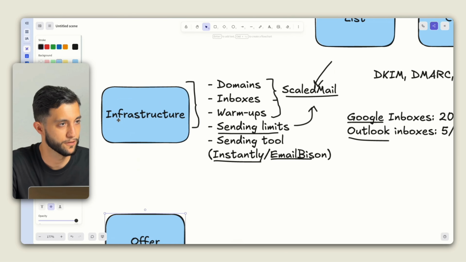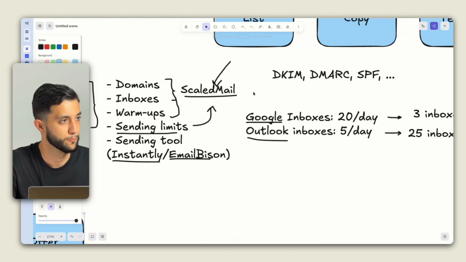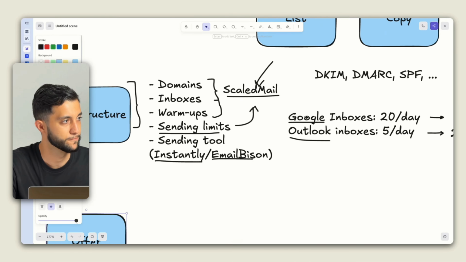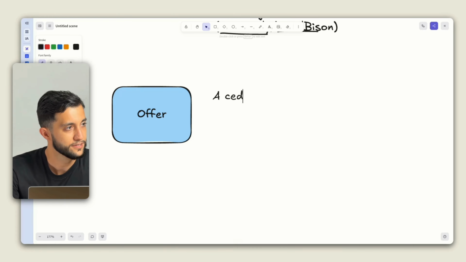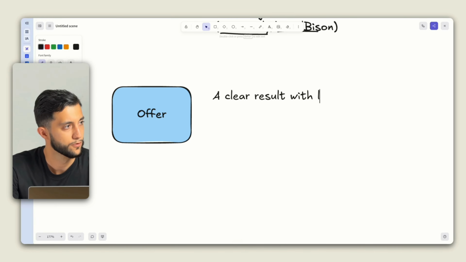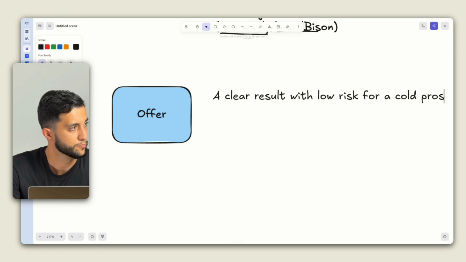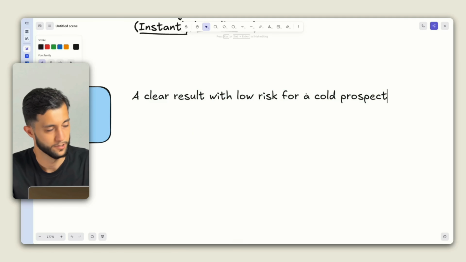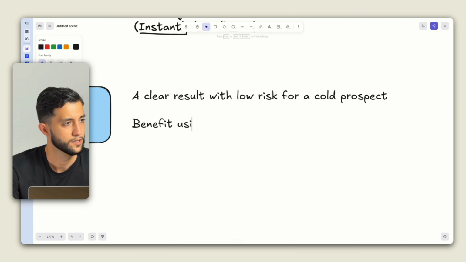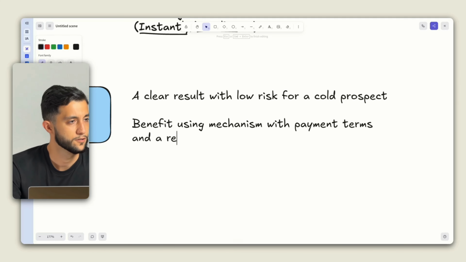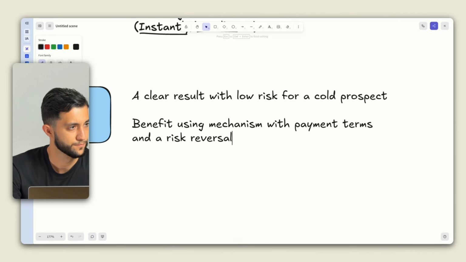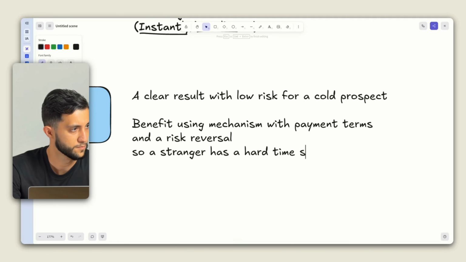So, boom, offer, right? We have dealt with infrastructure. We're just going to make sure that we follow these steps, and then we should be fine. Boom, done. Offer. We need a clear result with low risk for a cold prospect. In other words, benefits using mechanism with payment terms and a risk reversal so a stranger has a hard time saying no to your offer.